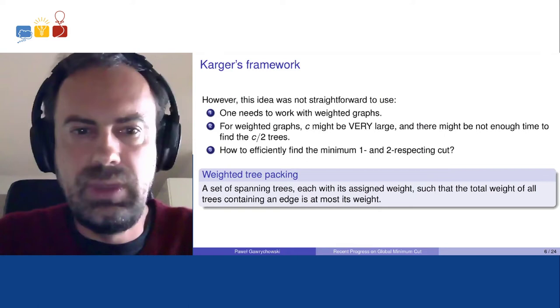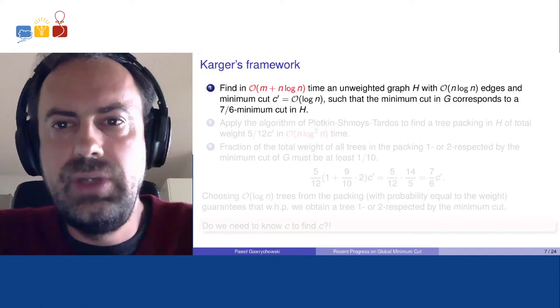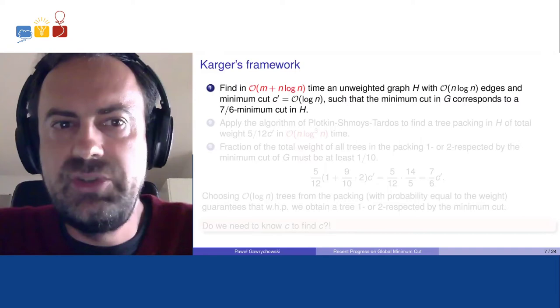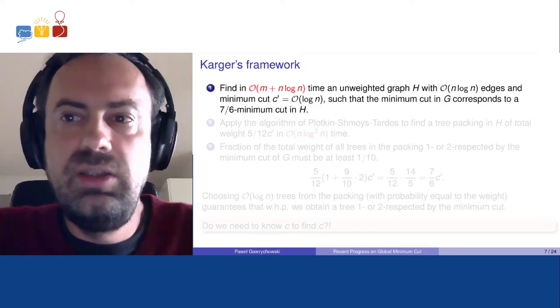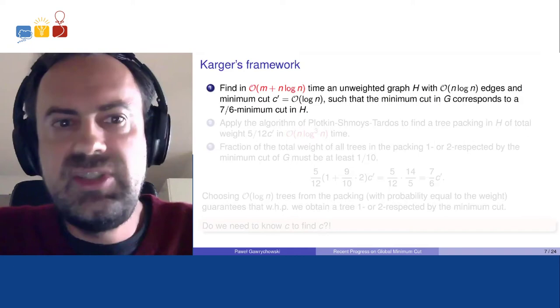Okay, and now his approach was as follows. So first of all, he takes the graph G and produces a new graph H that's unweighted, in almost linear time. And the properties of H are, first of all, there are not too many edges in H, only n log n. So it's much sparser possibly. And the minimum cut in H is only log n. So you start with a graph with maybe a very large minimum cut, and now the minimum cut is very small. But at the same time, if you think about the minimum cut in the original graph G, and you take this partition into S and the complement of S, and you compute its value as a cut in the new graph, it's not too bad. It's a 7/6-approximate minimum cut.